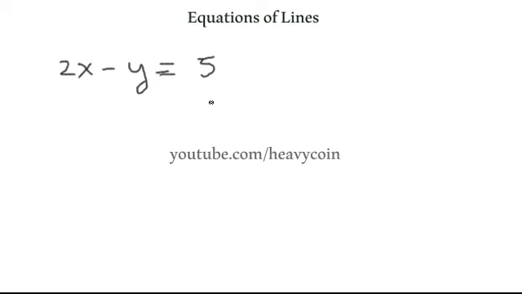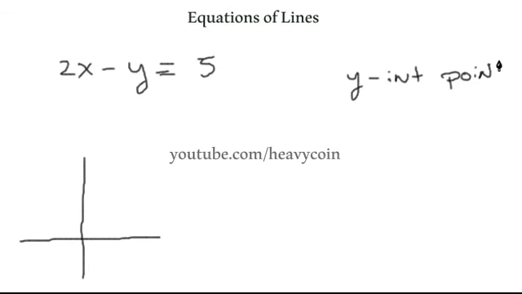So we're given this linear equation and we want to graph it. Now there's 2 points, if we can find them, that we want to find on this graph, and then we can connect the 2 points. The first point is the Y-intercept point. And then the second point is going to be the X-intercept point. Once we find both, we can just connect the dots and draw a line right through it. That's really the fastest way to do this.